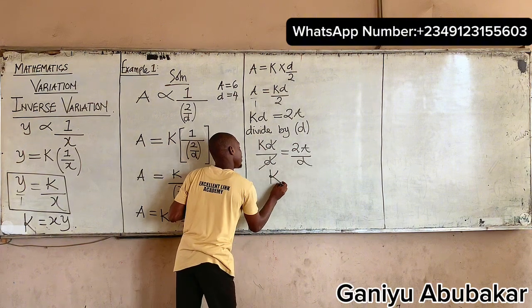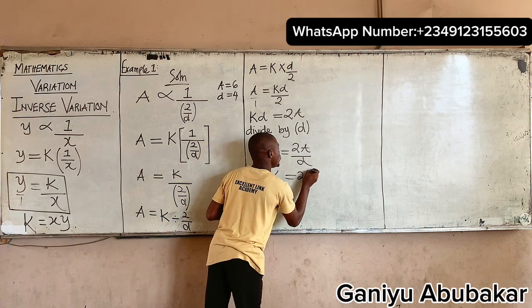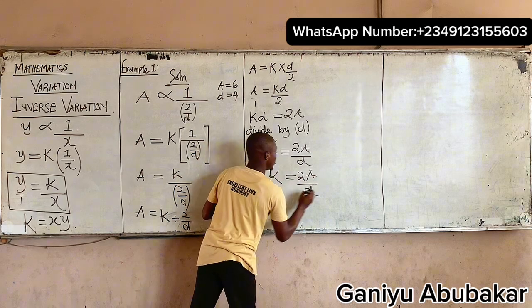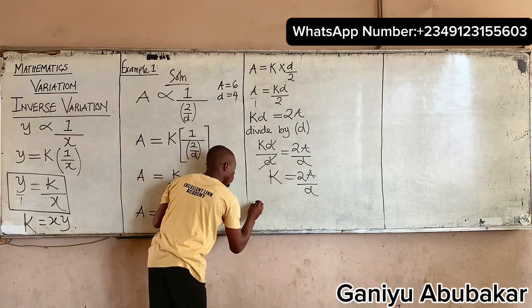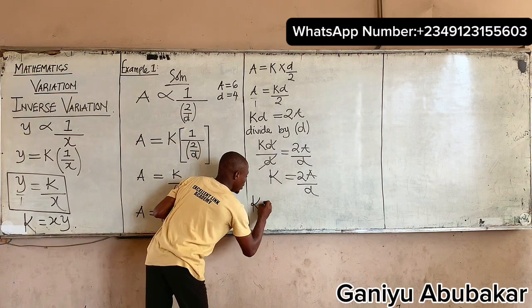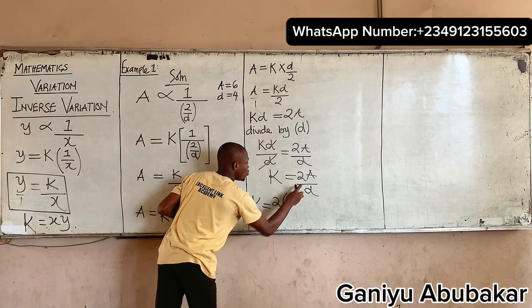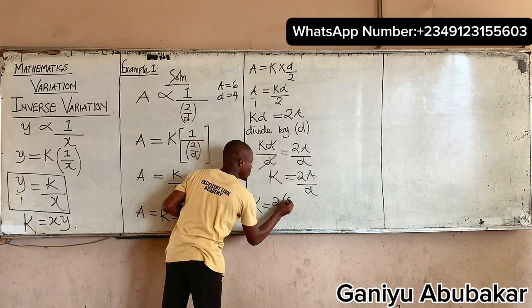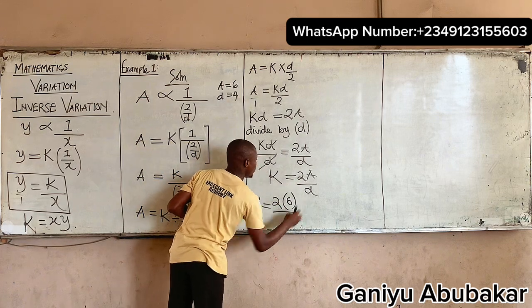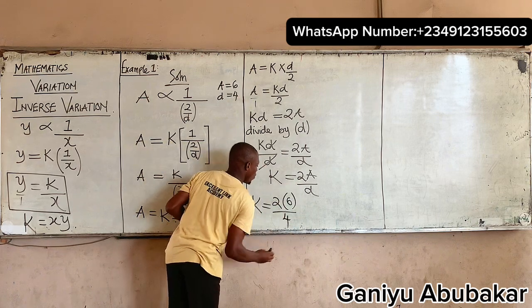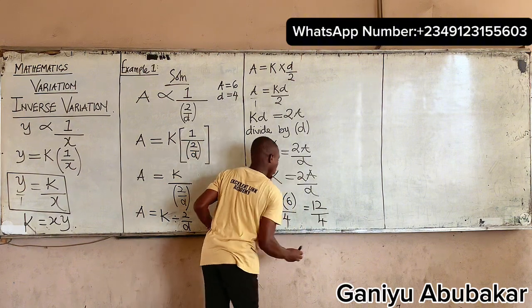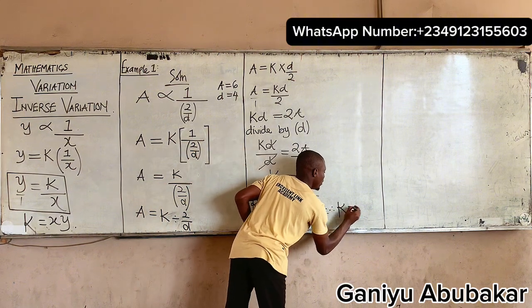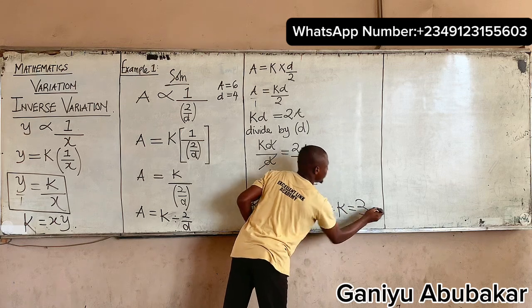What's now k? K is equal to 2a over d. But basically, I'm given a and d. So therefore, I can see that k is equal to 2 into a, which is 6, over d, which is 4. From here, 2 times 6 is 12 over 4. So therefore, k is equal to 3. So k is 3.